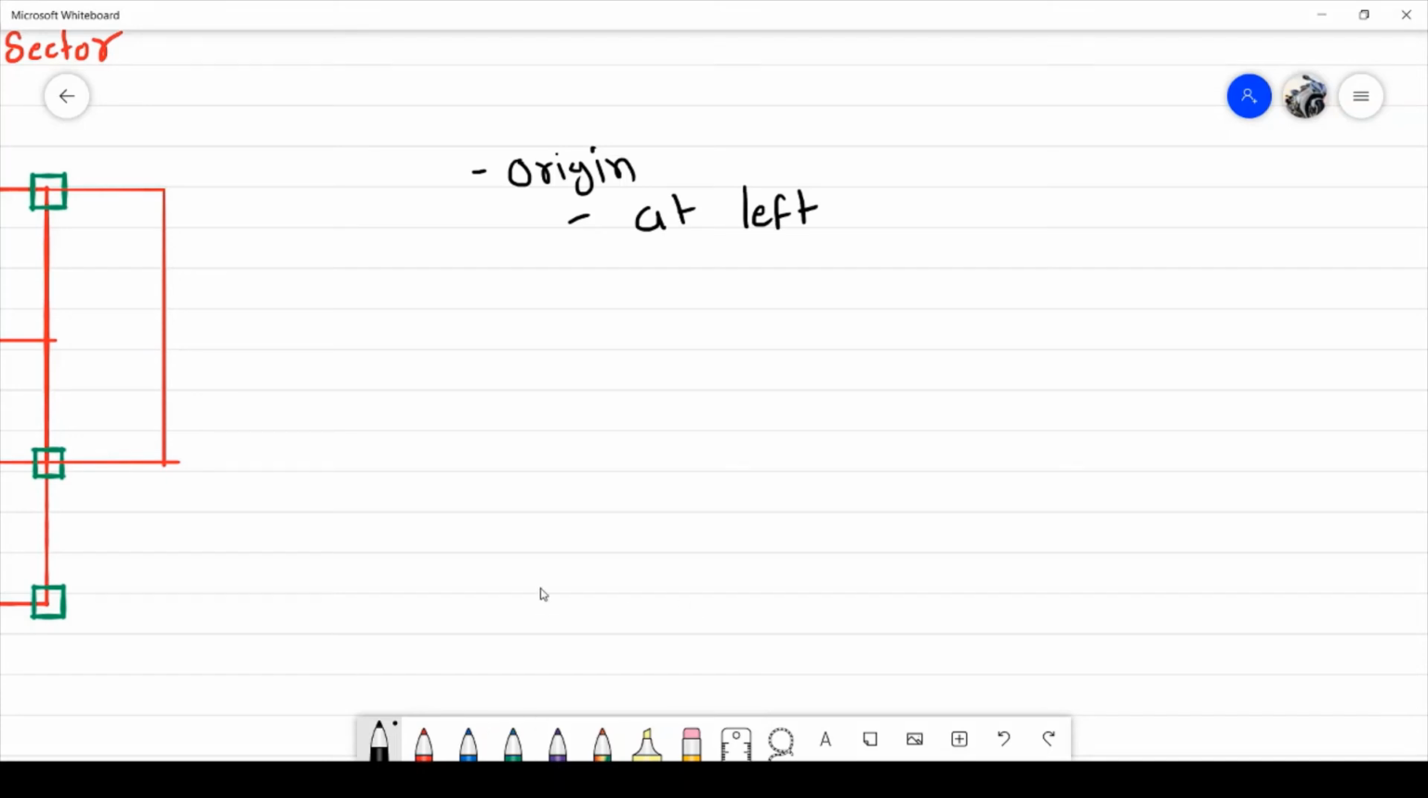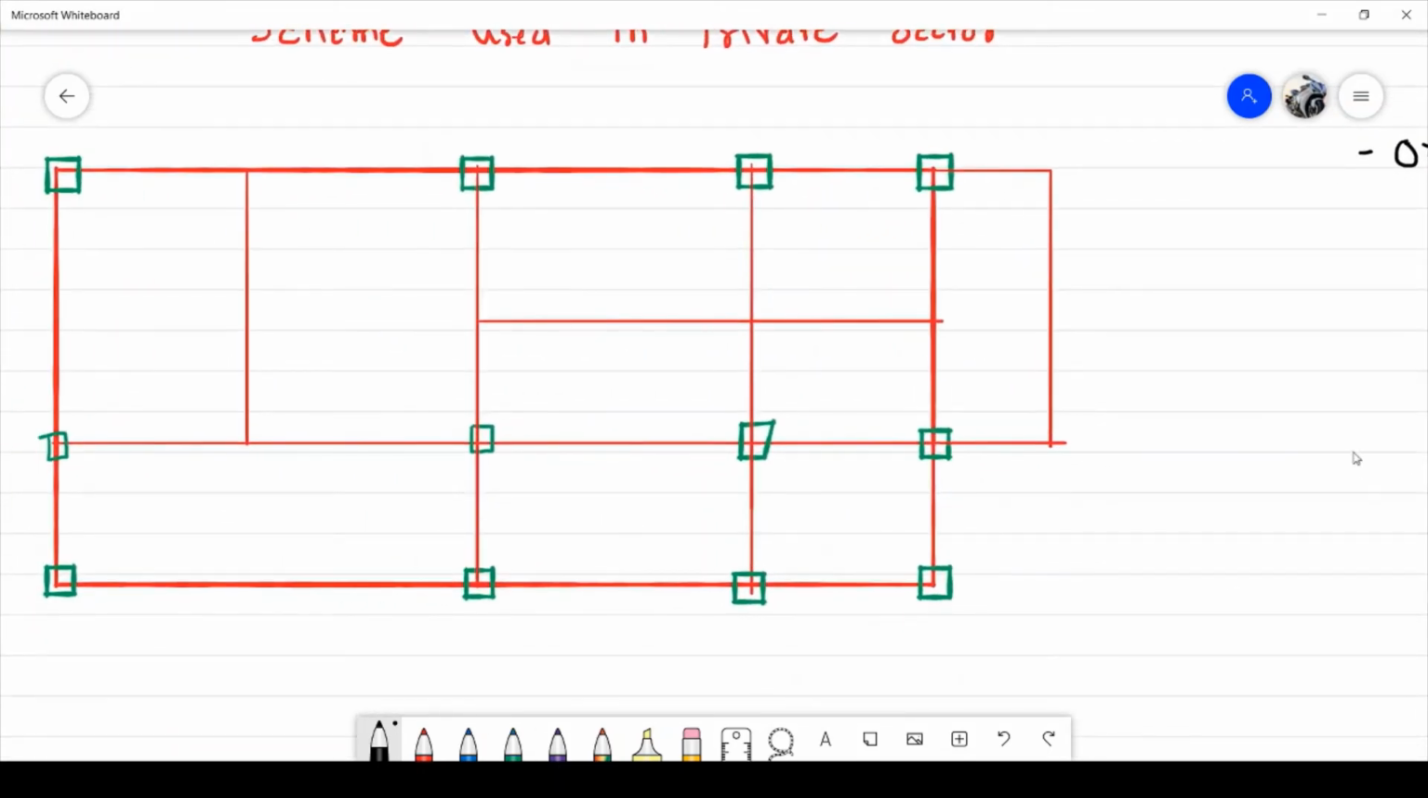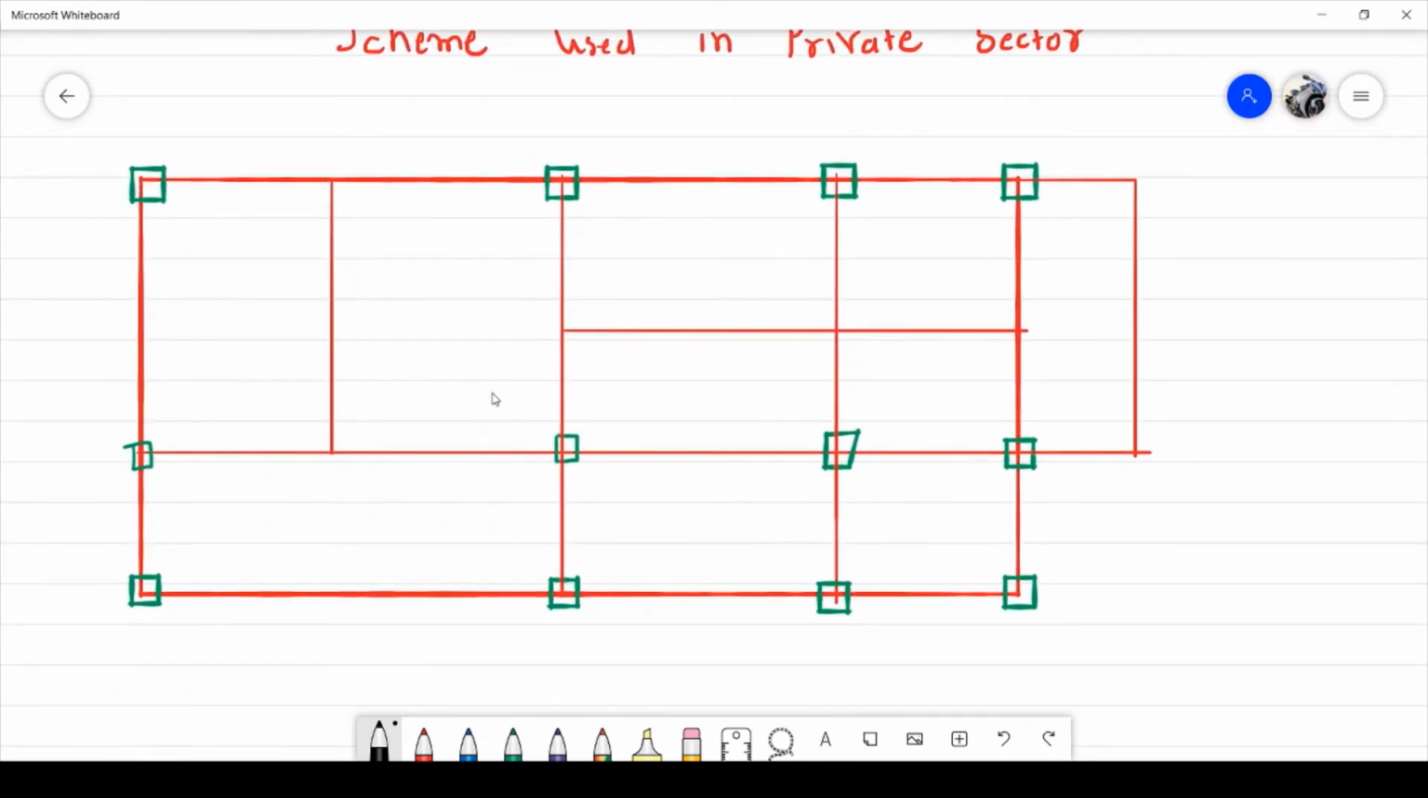You can provide the origin at the top or at the bottom. Assume anything. Now wherever you assume the origin, you have to name it from there. So I assume the origin from here. You can assume the origin from here, but we don't have to take the origin like this. There are two alternative versions in the scheme used in the private sector, because when the origin is changed, the naming pattern is changed. So first we go for the column.